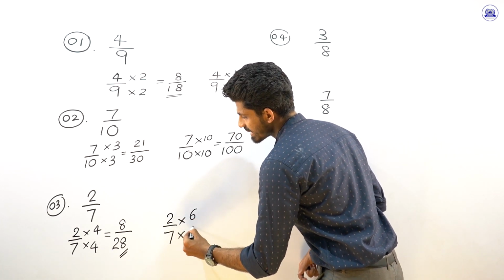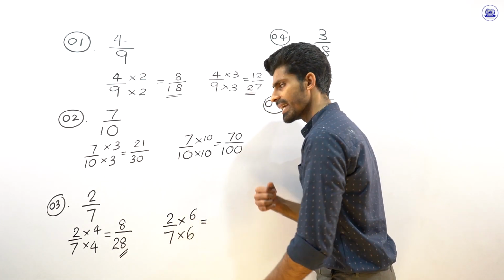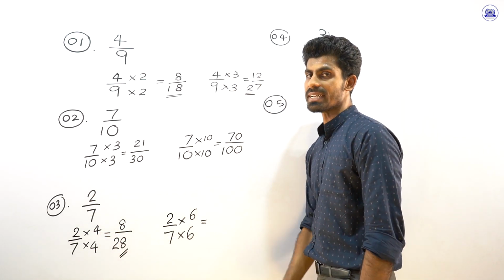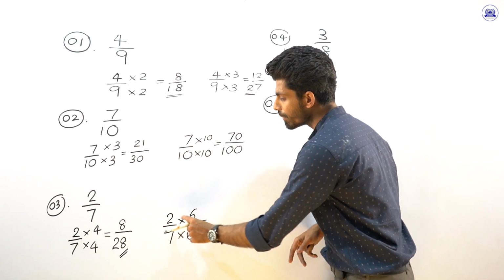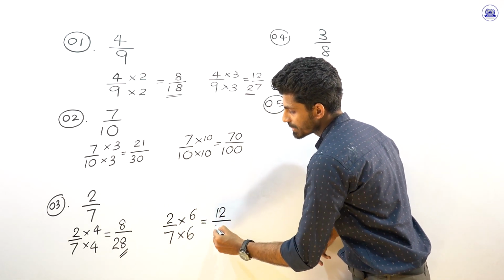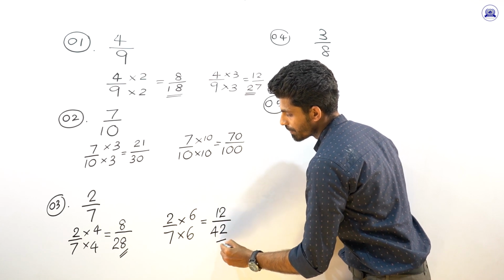Let's take 6. You can take any number, right? Any number, you need to multiply both the numerator and also the denominator. That's all. That is the one and only rule. 6 into 2, 12. 7 into 6, 42.